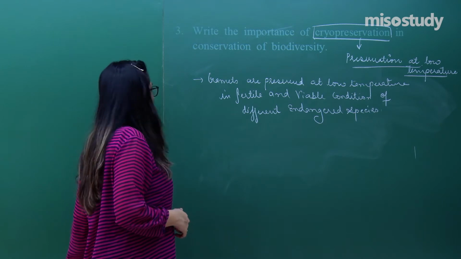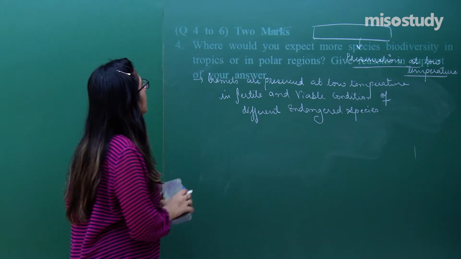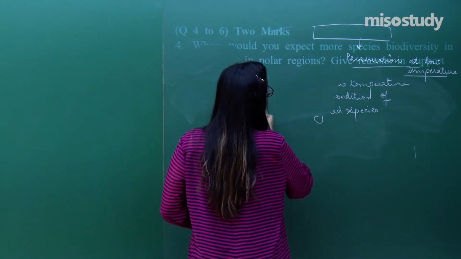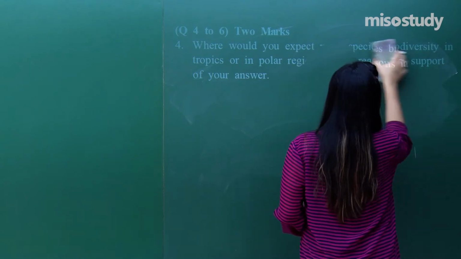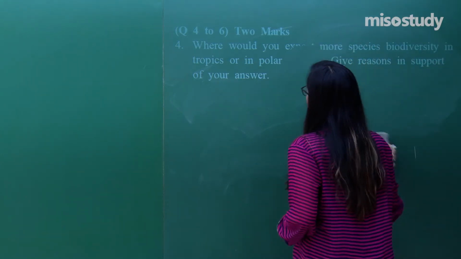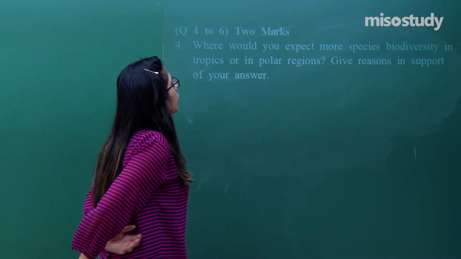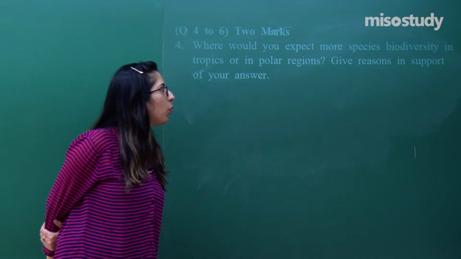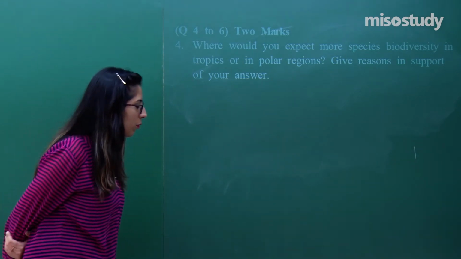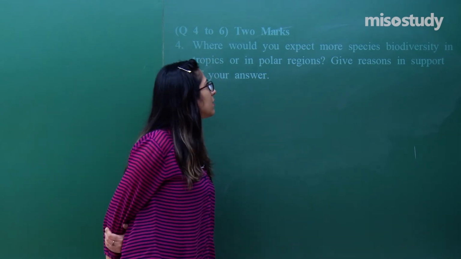Now let's move on to the next question, which is from a different category, that of 2 marks. Hope you have noted this down. Where would you expect more species biodiversity, in tropics or in polar region? Give reasons in support of your answer.